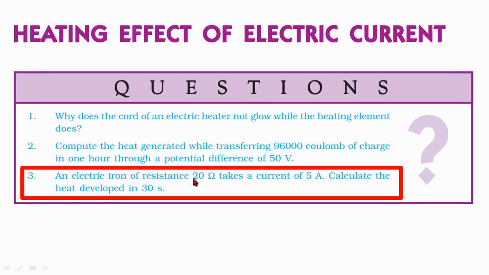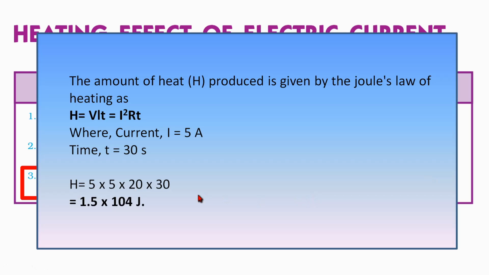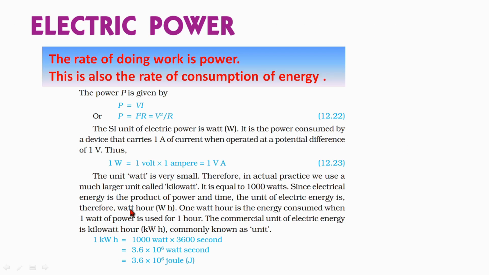Next question. An electric iron of resistance 20 ohm takes a current of 5 ampere. Calculate the heat developed in 30 seconds. Again the same, you need to put the values into the equation. So the heat generated is equal to I square RT. I is equal to 5 ampere, I square is 5 into 5. Resistance is 20 and time is 30 seconds. It becomes 1.5 into 10 to the power 4 joule.